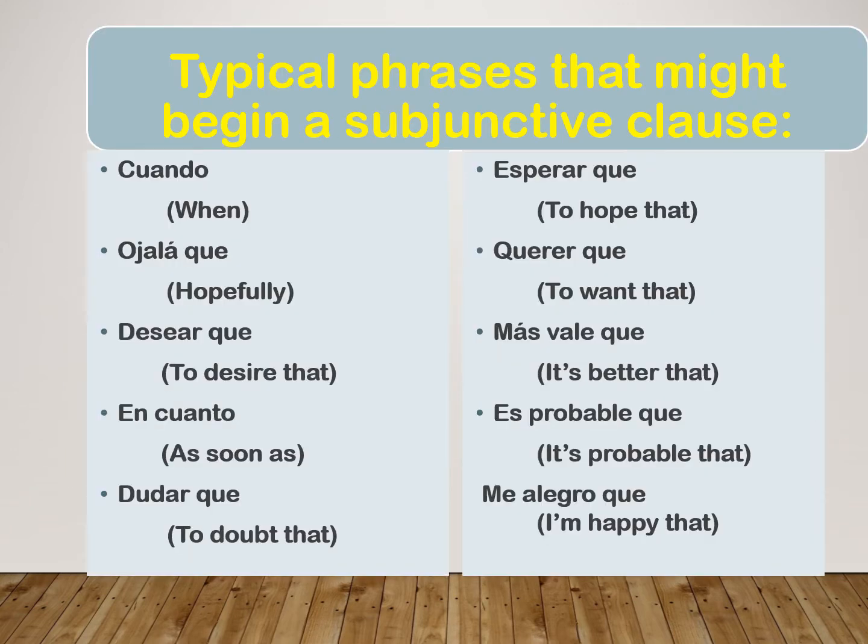These are some typical phrases that might start a subjunctive clause. Cuando, when. Ojalá que, hopefully. Desear que, to desire that. En cuanto, as soon as. Dudar que, to doubt that. Esperar que, to hope that. Querer que, to want that. Más vale que, it's better that. Es probable que, it's probable that. Me alegro que, I'm happy that.